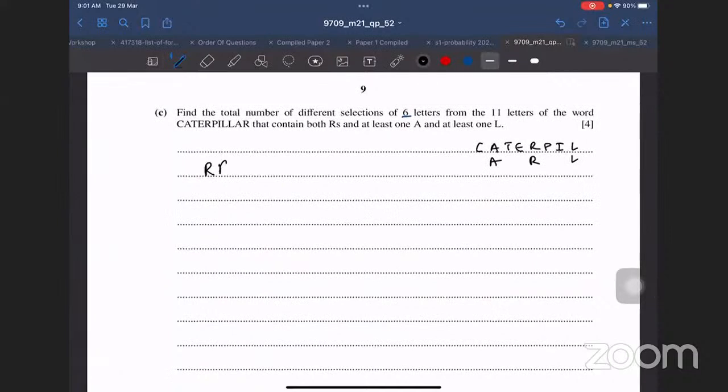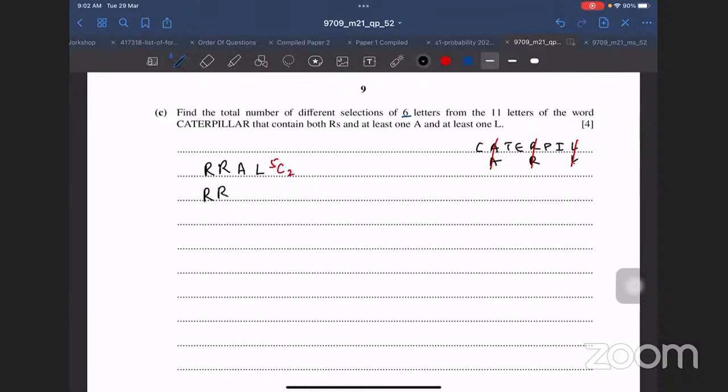So R's you are compelled to take, and at least one A and at least one L. So there could be one A, one L, and then you could have 2 different letters. Okay. So I'm going to say that the first case that you could have is 1, 2, 3, 4, 5. I could take 2 more letters and say that this is 5C2.